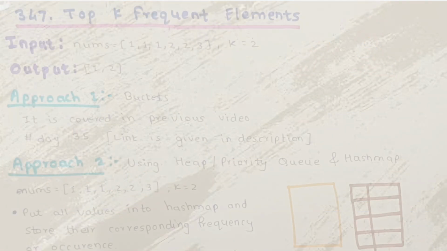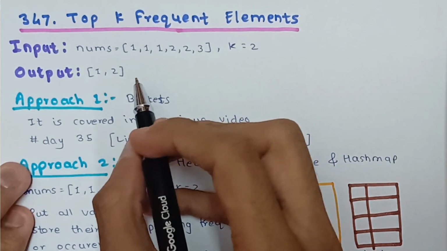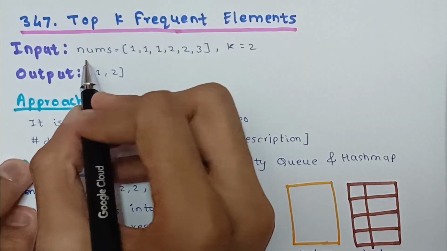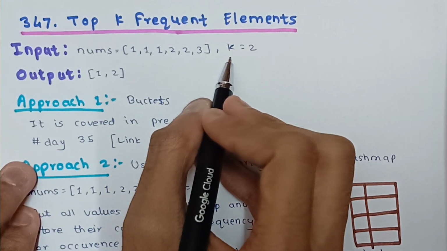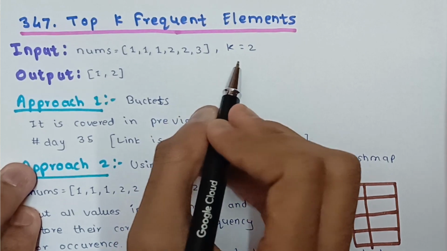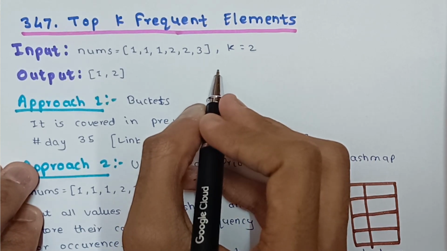So let's start. Let's understand the problem statement. We have to find the top frequent elements. Here nums is given as the array 1 1 1 2 2 3, and k is given as 2. So we have to find the two most frequent elements, meaning which two elements occur more times.